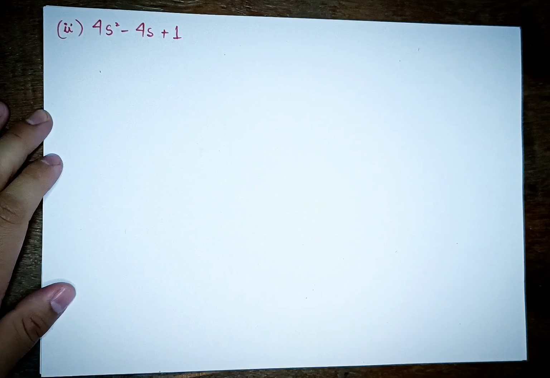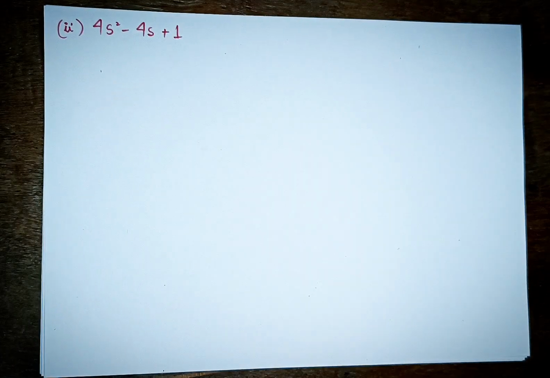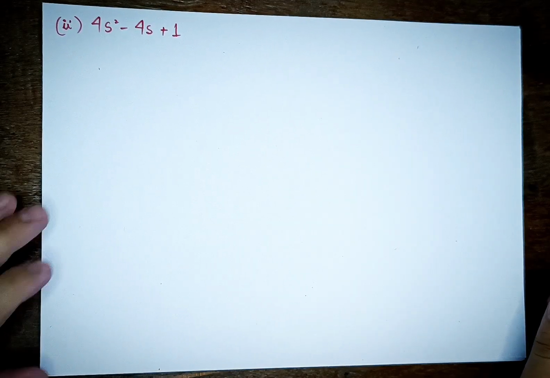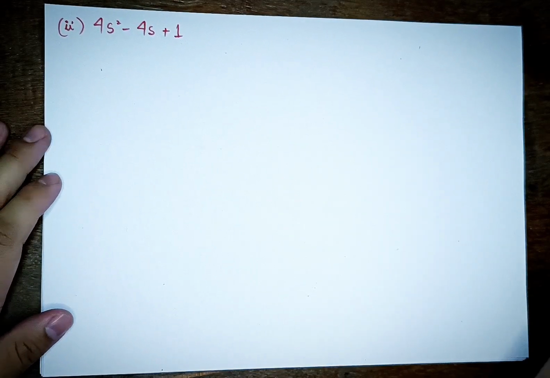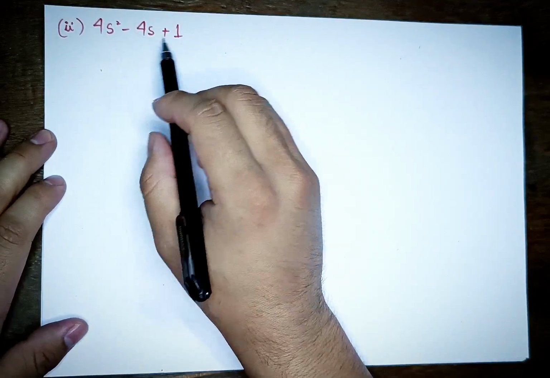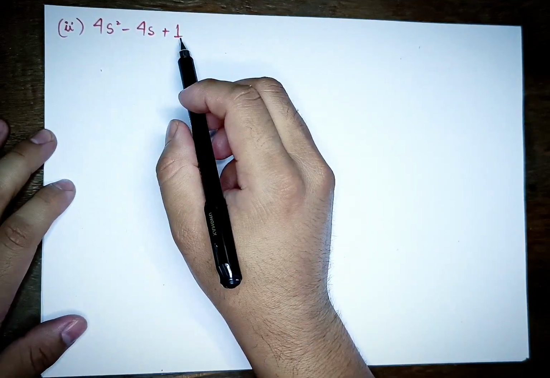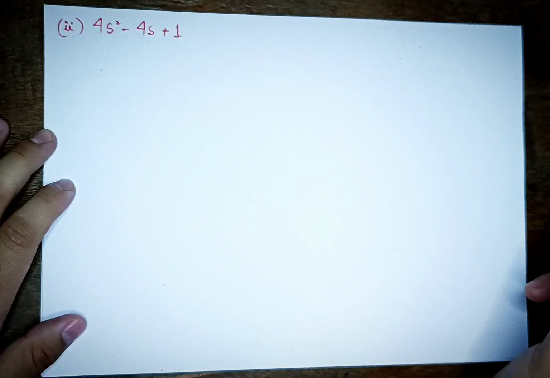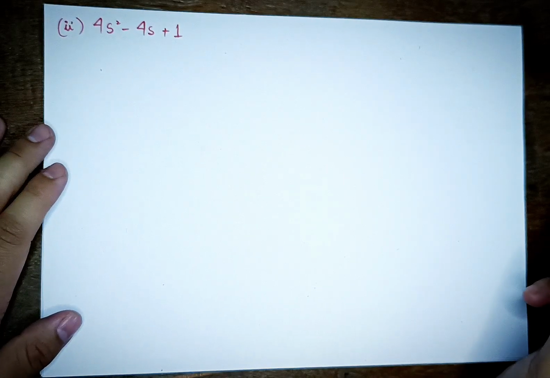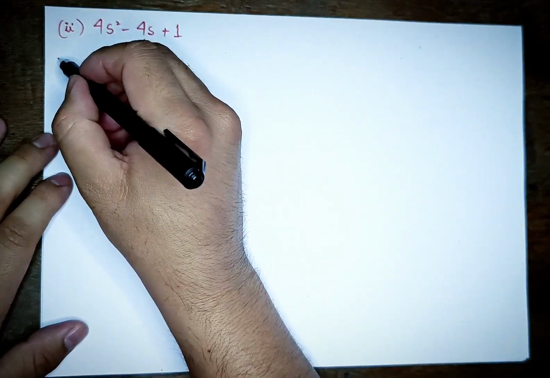Next, let's solve Roman number 2. Roman number 2, here we are given a quadratic polynomial 4s square minus 4s plus 1. So, we are going to find the zeros of this quadratic polynomial and verify the relationship between the zeros and the coefficients of this polynomial. Okay, let's find it.